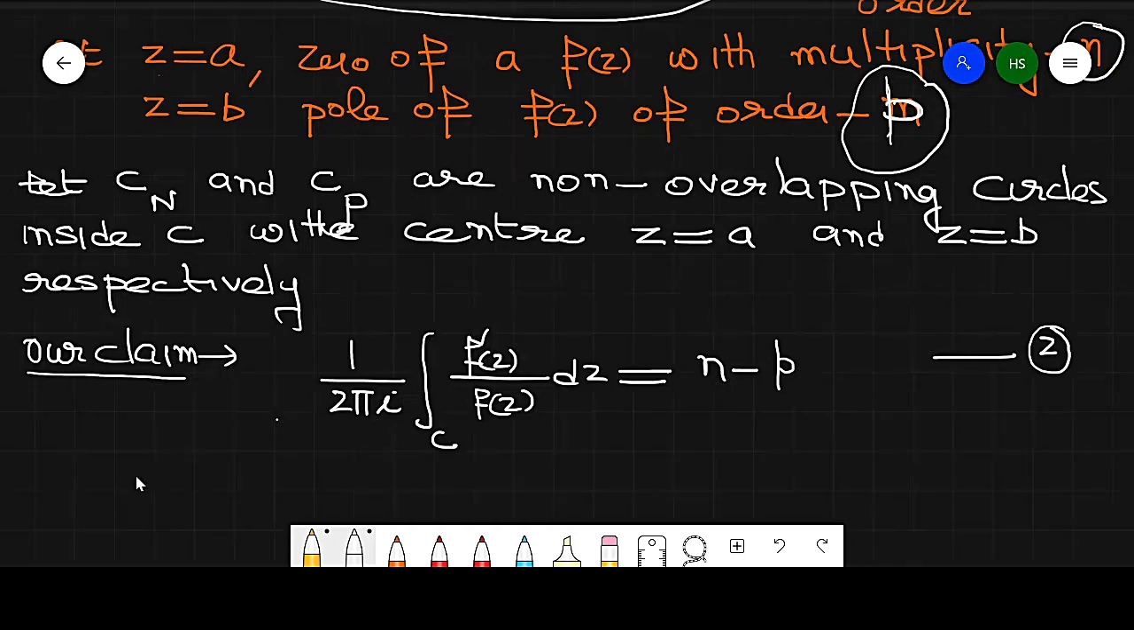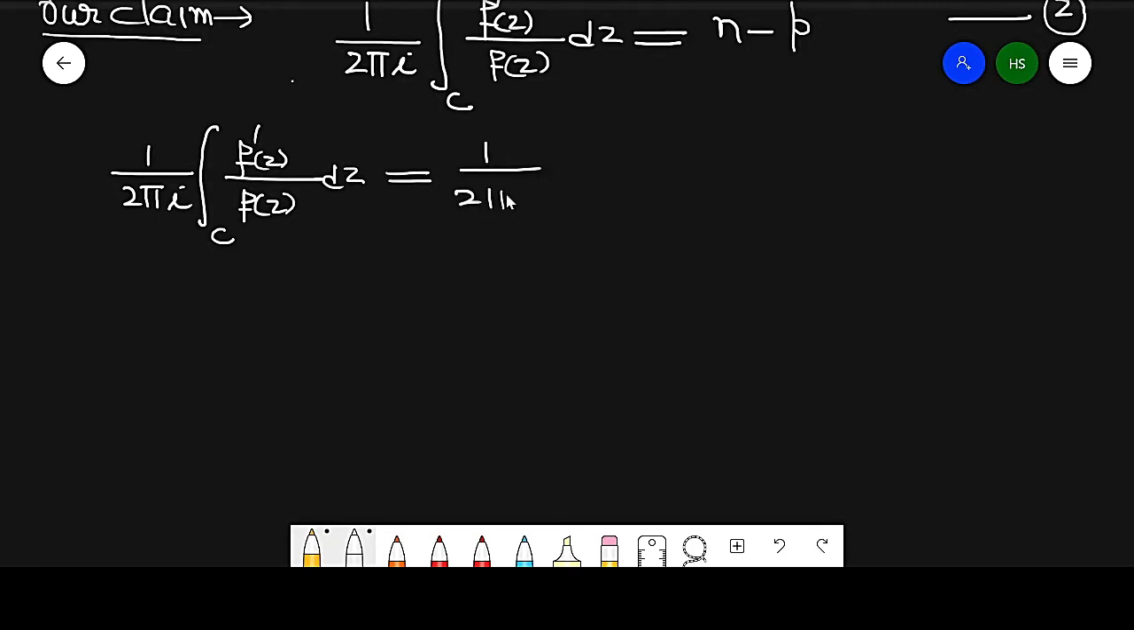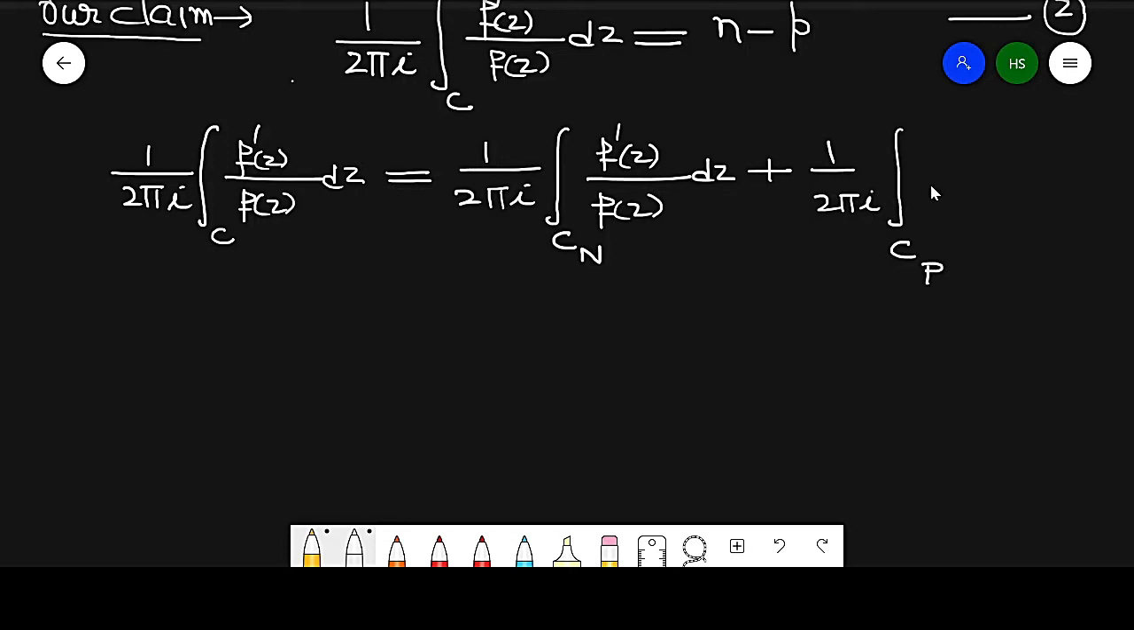Now by extension of Cauchy theorem, as we know that since Cn and Cp are the circles inside the C, this 1 by 2 pi iota integral around C of f dash z over f z into dz can be written as 1 by 2 pi iota integration around Cn of f dash z over f z into dz, plus 1 by 2 pi iota integration around Cp, again f dash z over f z into dz. So this is equation number 4.